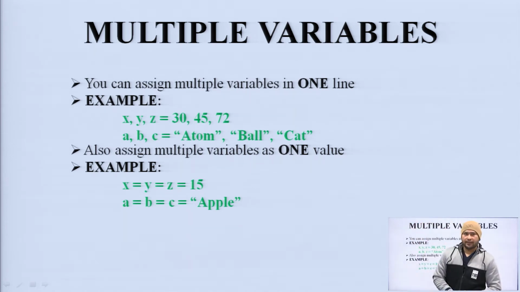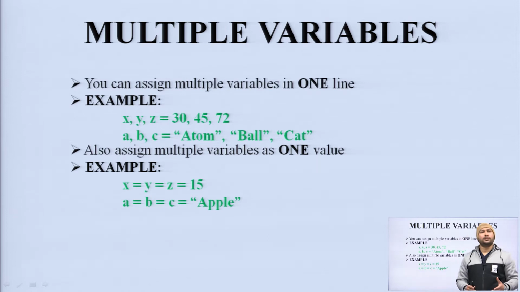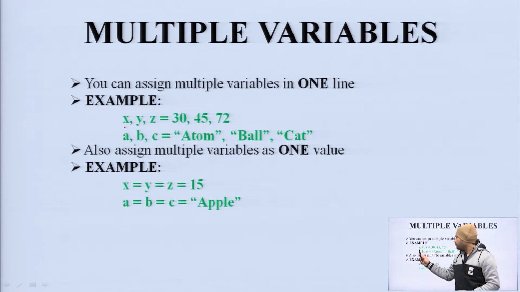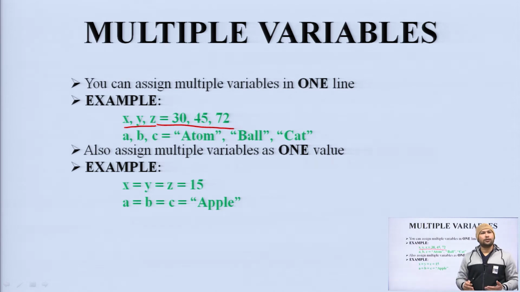Now, look at the next thing. When we are declaring multiple variables, we can define every variable in every line, but let us see how we can define multiple variables in one line. Here you can see that we can define multiple variables in one line. So, this is how the code in Python is very simple, because it makes things very simple.